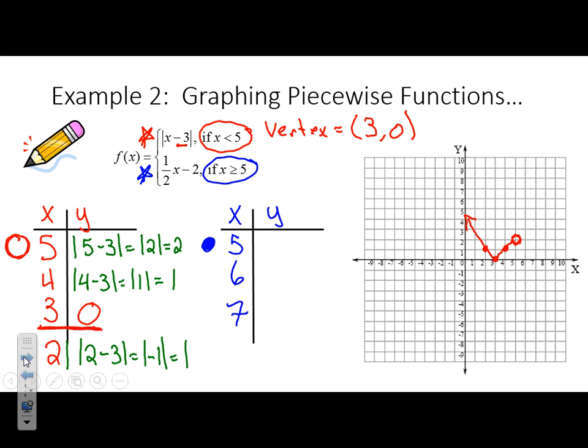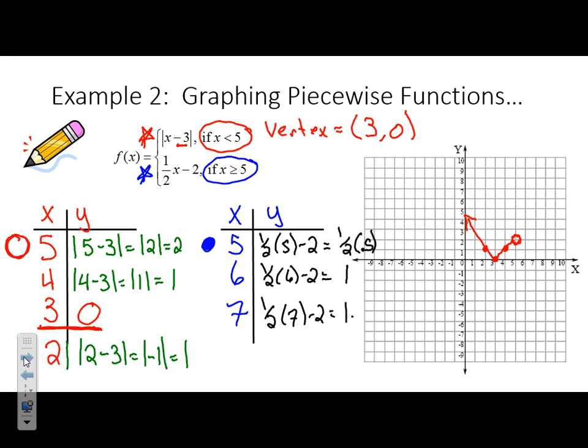Now we can just plug it in. We have 1/2 times 5 minus 2, which equals 1/2, or if you want to think of it as 0.5, that's fine. Then 1/2 times 6 minus 2, which equals 1. 1/2 times 7 minus 2 equals 1.5.